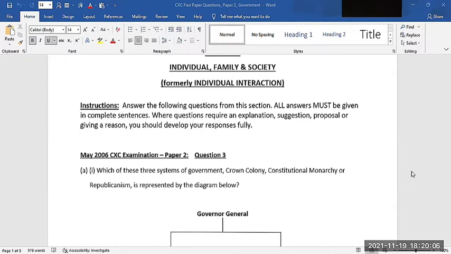Monarchy has like some form of government at the head, like that.